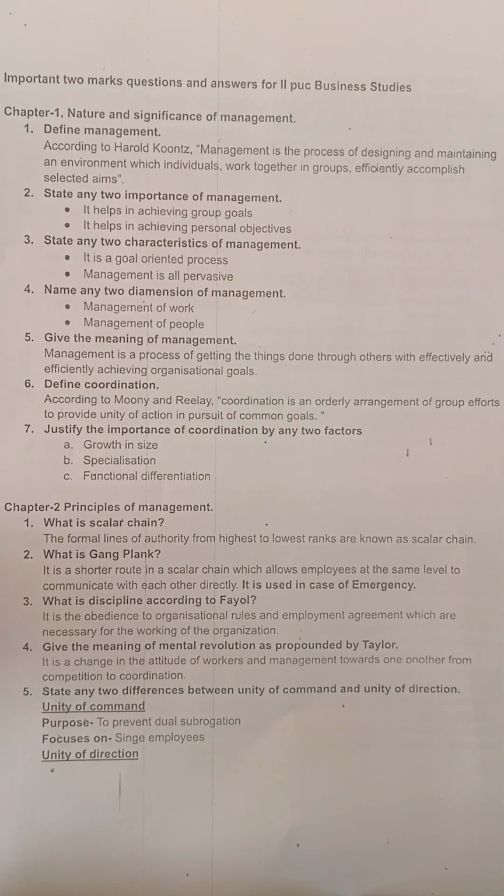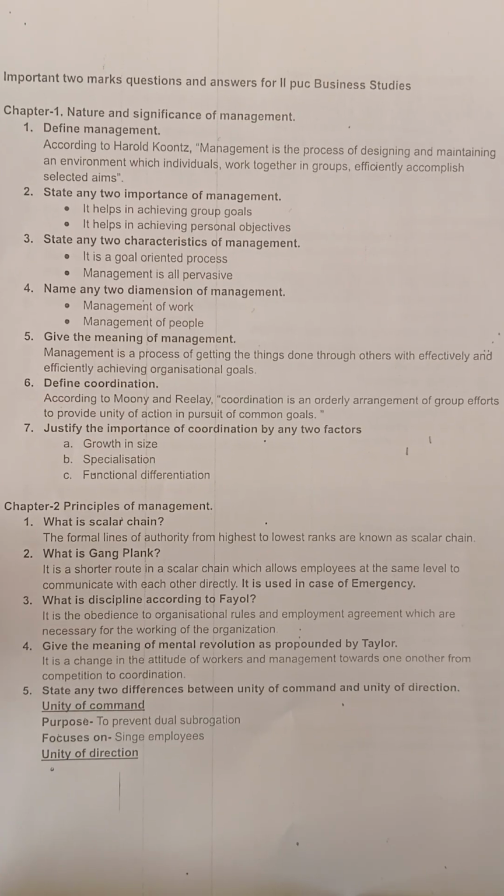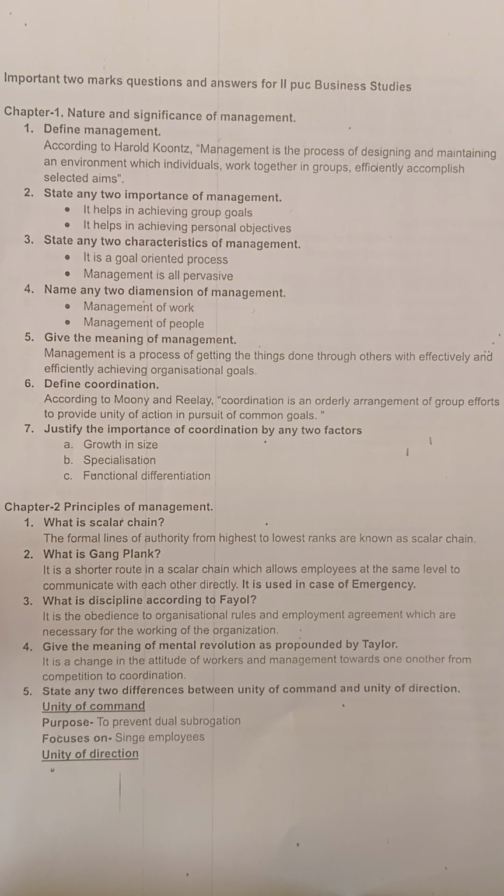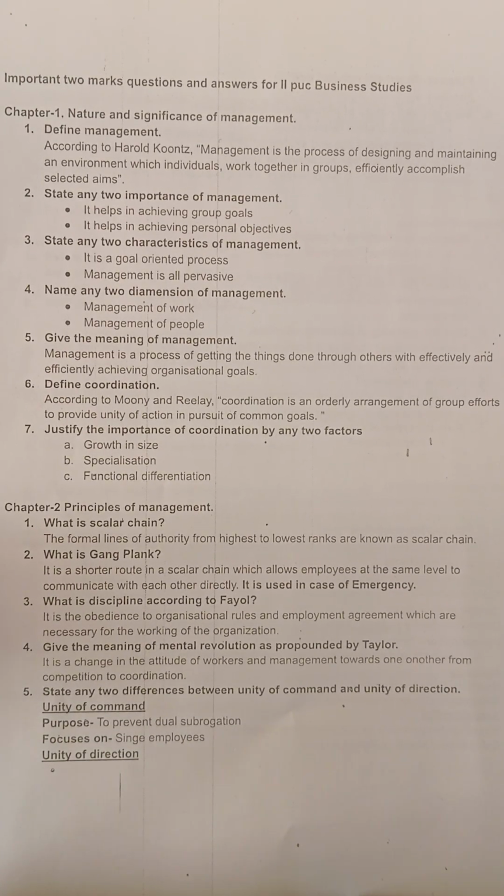Next, come to the second chapter, principles of management. What is a scalar chain? The formal lines of authority from highest to lowest rank is known as scalar chain. Next one, what is gangplank? It is a shorter route in scalar chain which allows employees at the same level to communicate with each other directly, and it is used in case of emergency.